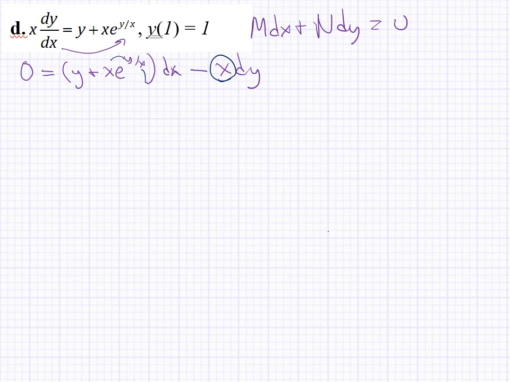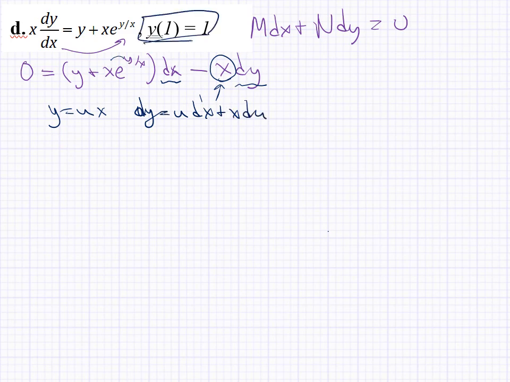What are we going to do? Do we want to expand the dx or expand the dy? I clearly would rather expand the dy. There's very little going on with the function in front of that. So my substitution is going to be that y equals ux. So dy equals u dx plus x du. And don't forget, we also have this initial value problem. We'll deal with that at the end.